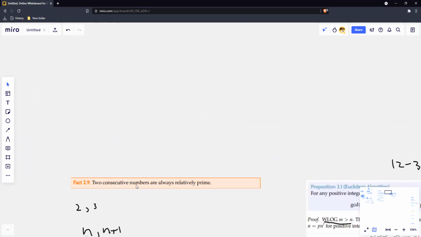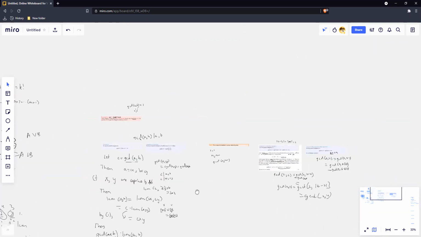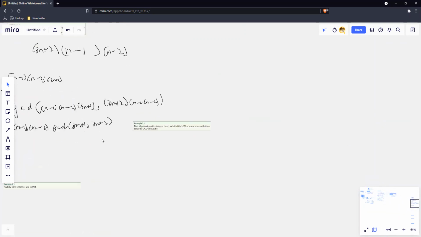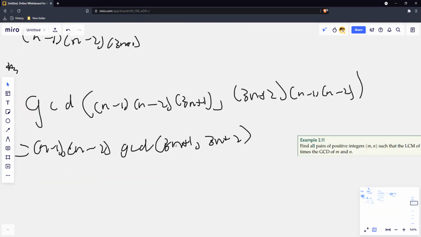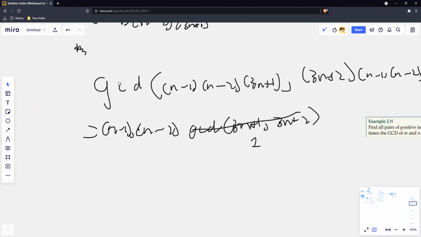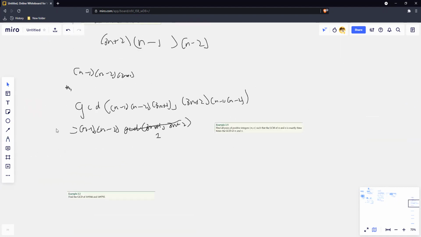Fact 1 and 2: consecutive numbers are obviously relatively prime, right? And then we know that this is prime. These two are consecutive, right? So therefore they're relatively prime, and the GCD of relatively prime numbers is 1. So that is basically the GCD of the expression.